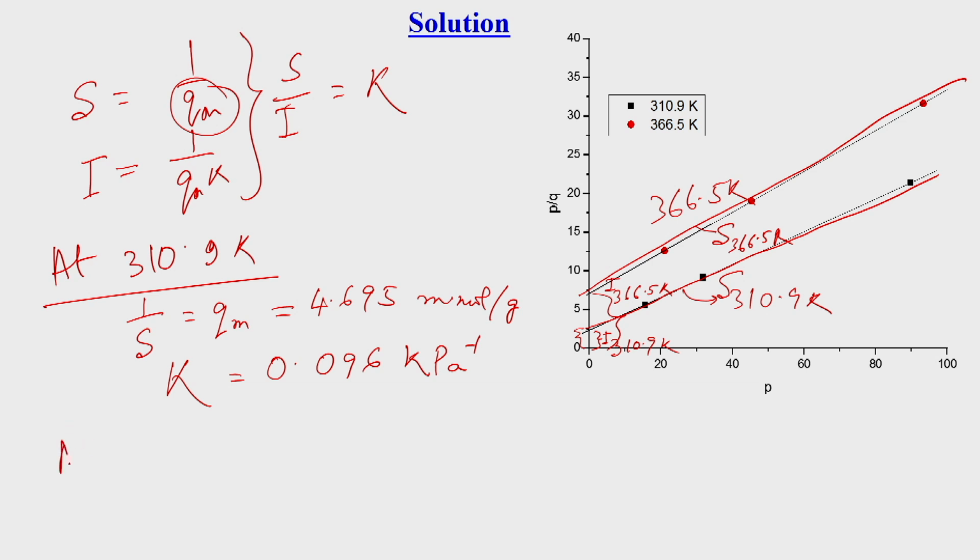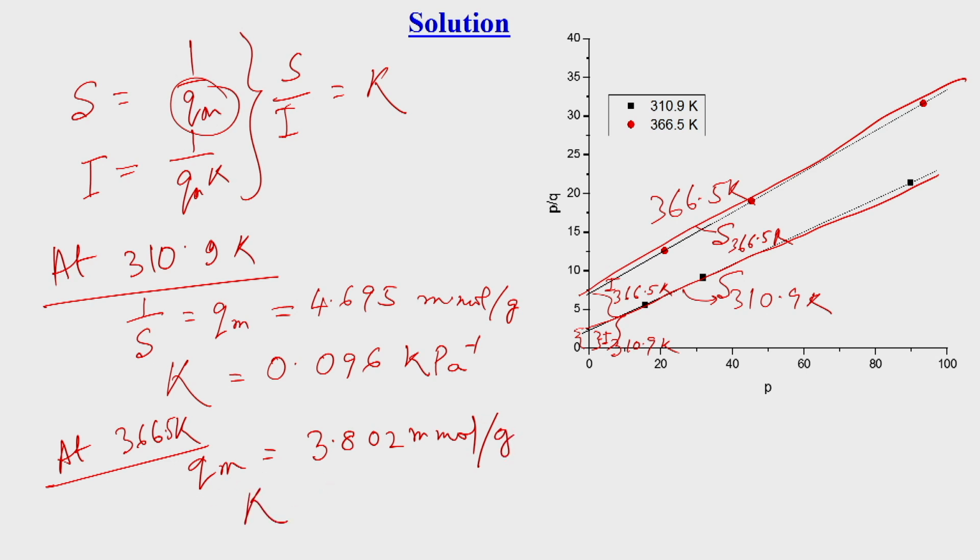Similarly, for 366.5 Kelvin, we have this q m equal to 3.802 millimole per gram, and this k value, from the slope and intercept, slope by intercept, we will be getting 0.0374 kilopascal inverse.